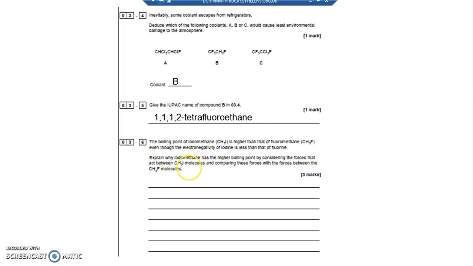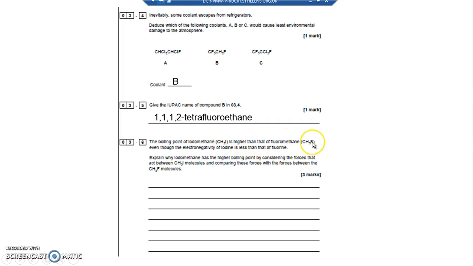The boiling point of iodomethane is higher than that of fluoromethane. Explain why, even though the electronegativity of iodine is less than that of fluorine. Well, first of all, iodine is further down group 7. It's low down in group 7, fluorine's at the top. So iodine is a bigger atom, more electrons, more attraction to the nucleus of a neighbouring molecule, stronger van der Waals forces. So the iodine is a bigger atom than the F, so CH3I will have more van der Waals forces than CH3F.